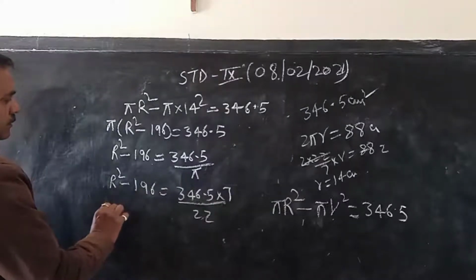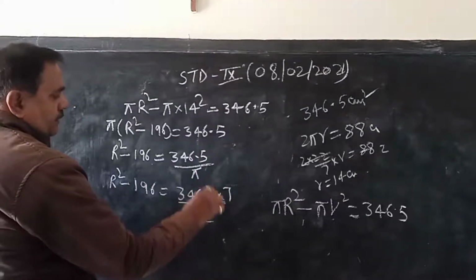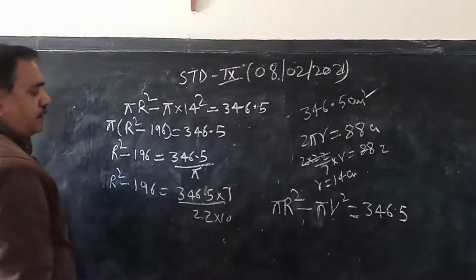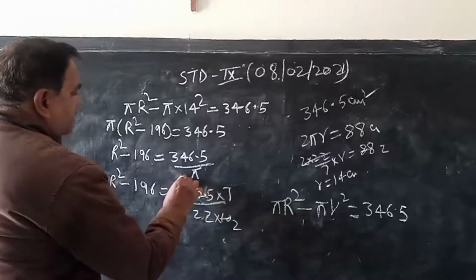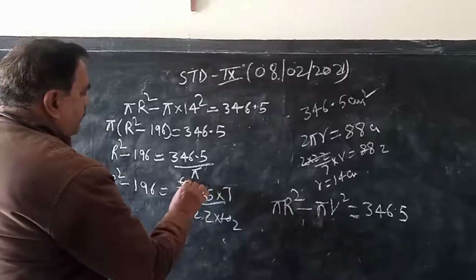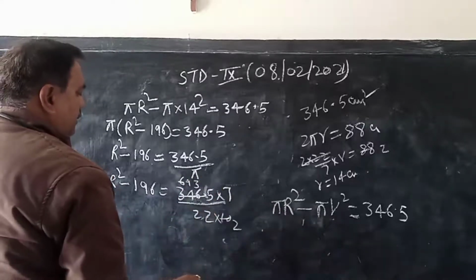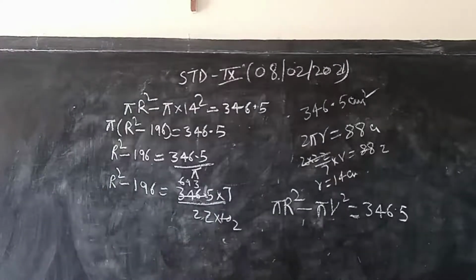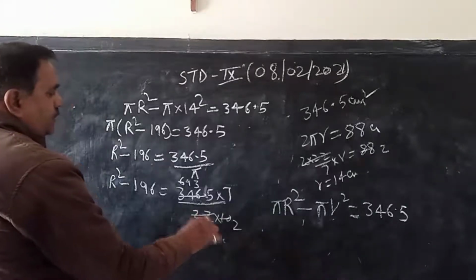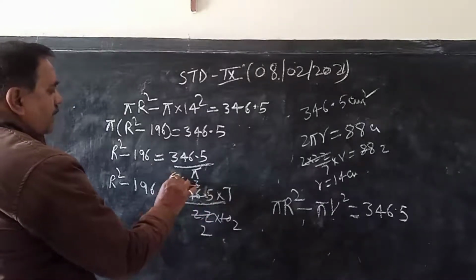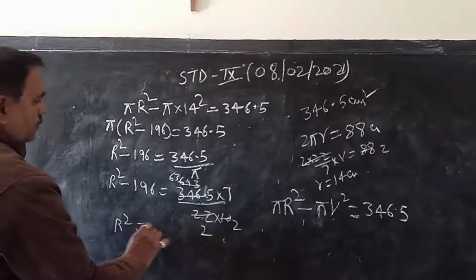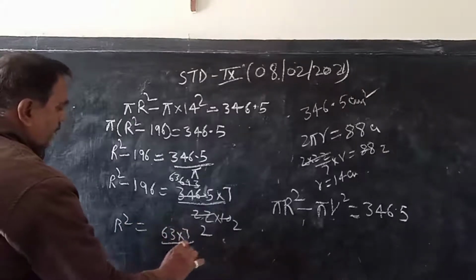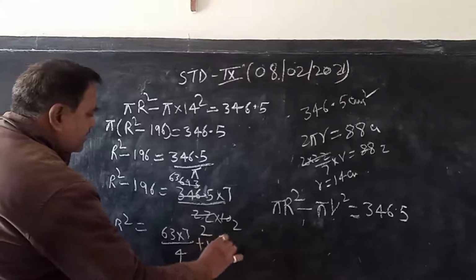Right? So cancel it, remove the decimal. 10, how many times? 5 10s are 50, 5 6s are 30, 9 5s are 45, 5 3s are 15. Right? 11 2s are 22, 11 6s are 66. So R square is equal to 63 into 7 by 4 plus 196.